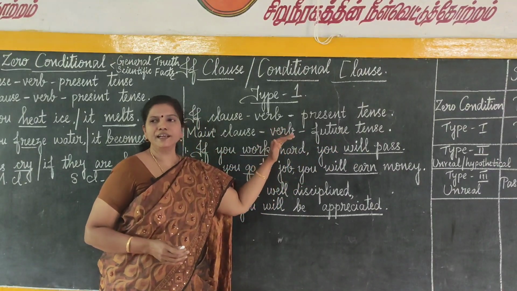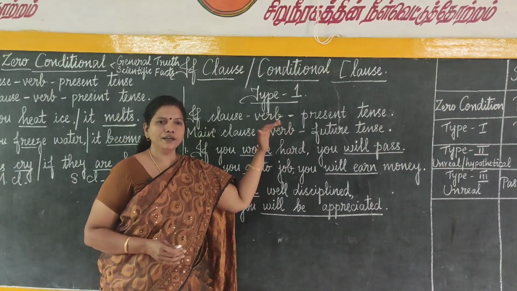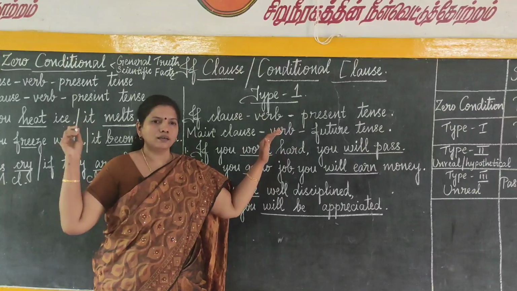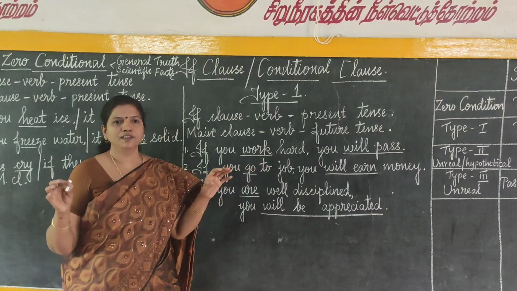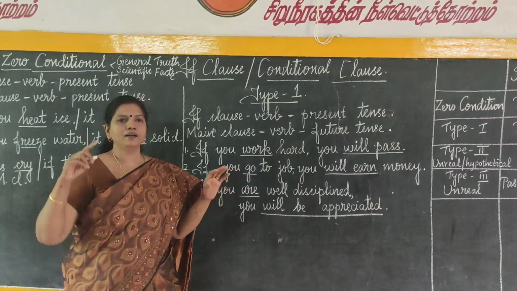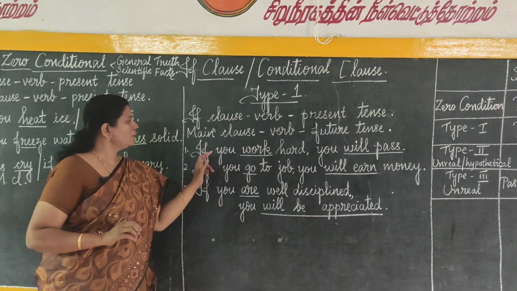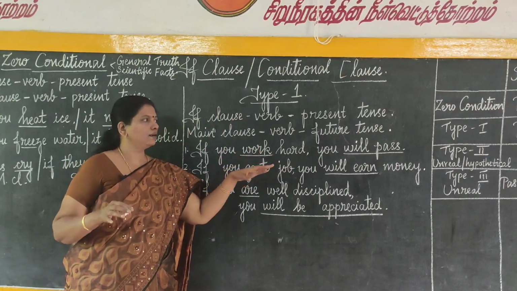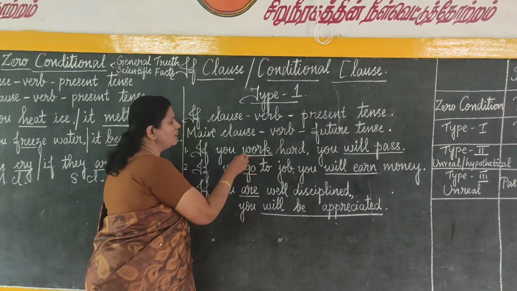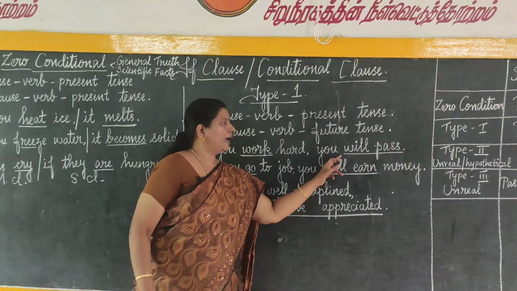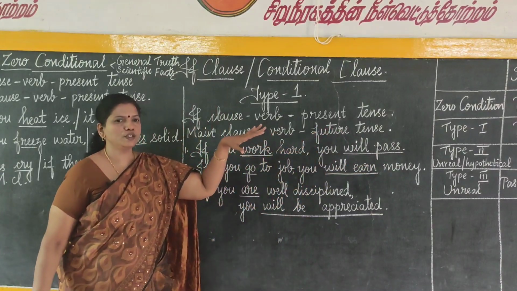So this is 99% probability. This is also a real condition. Zero conditional and type 1 are both called real condition. In zero conditional, definitely things will happen, that is 100% possibility. Here, 99% probability is there. So, if you work hard, you will pass in the examination. In the if clause, the verb will be in present tense, and in the main clause, the verb will be in future tense. That is the difference you have to know.